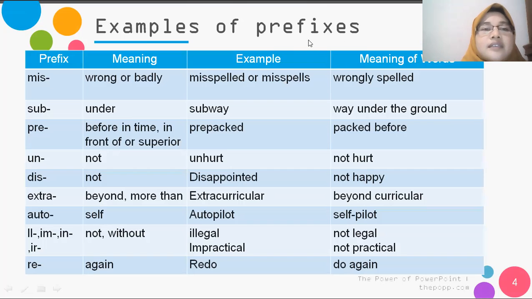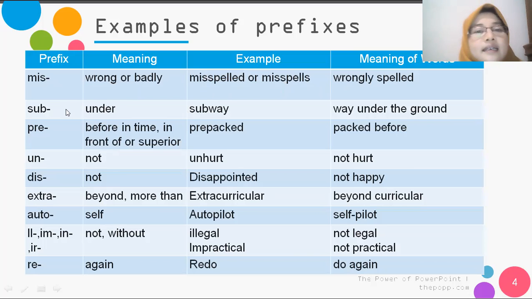To make it clearer, you can see examples of prefixes. The prefix mis-, so the addition comes at the beginning of the word. Mis-, such as in misspell. Mis- means wrong or badly. You can see the example, misspell or misspelled. So it means wrongly spelled. So the spelling is wrong. So we can say it is misspelled.